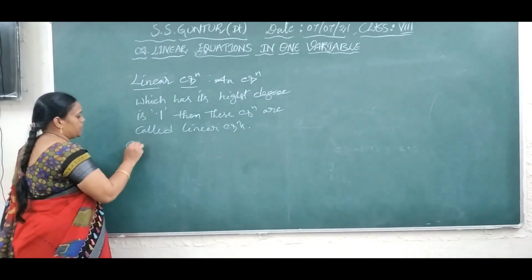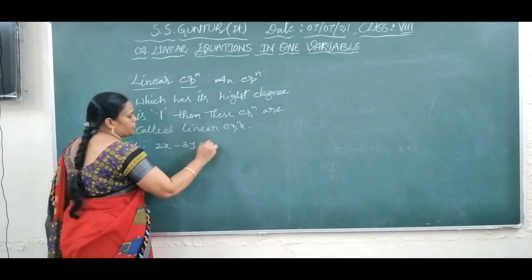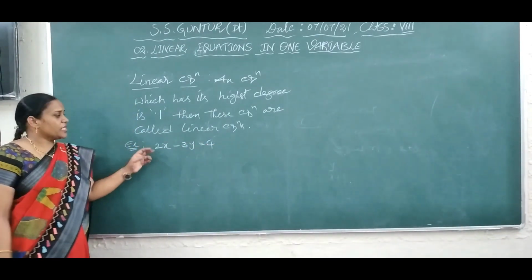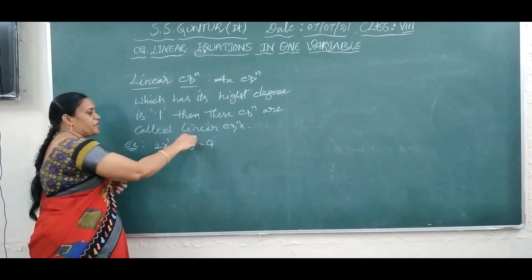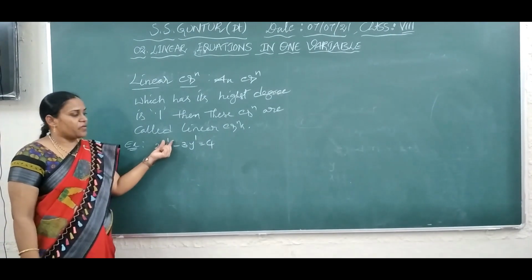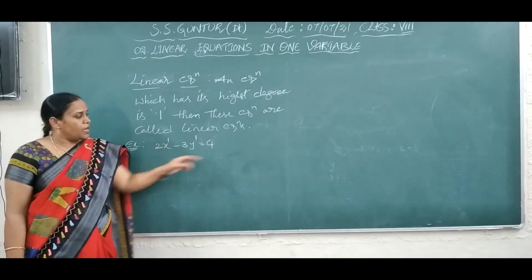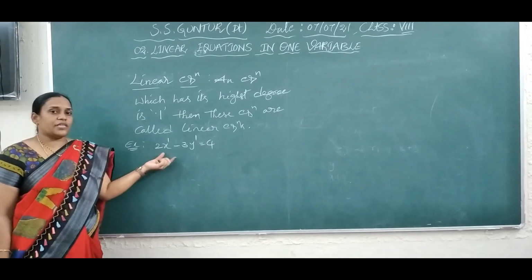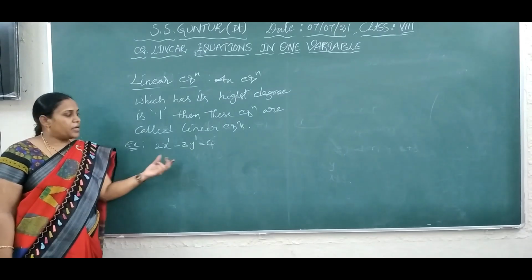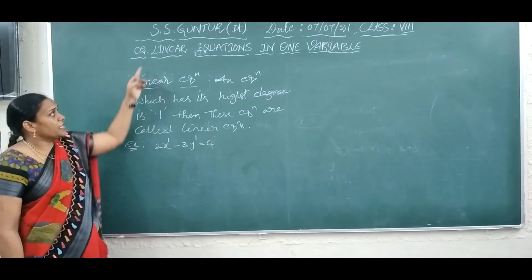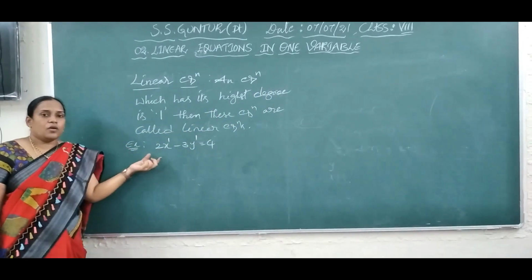See one example. 2x minus 3y is equal to 4. Here, what is the degree of this equation? x power 1, y power 1. So, the highest power or degree is 1, so it is a linear equation. But here, how many variables are there? 2 variables, x and y. But what is our chapter name? Linear equations in one variable only. So, you have to take only one variable.